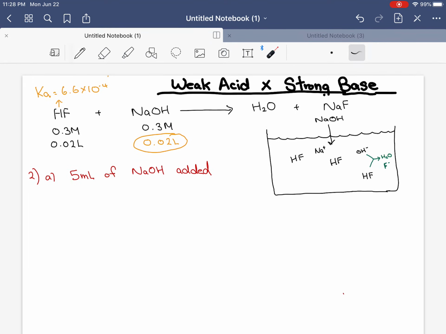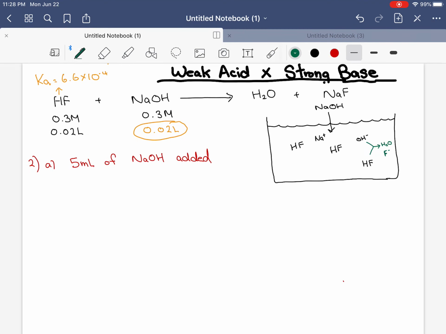Now, knowing that, this flask, let's write this down. This flask has HF in it, F minus in it, and H2O. Okay, that's what it has. Now, Na plus.